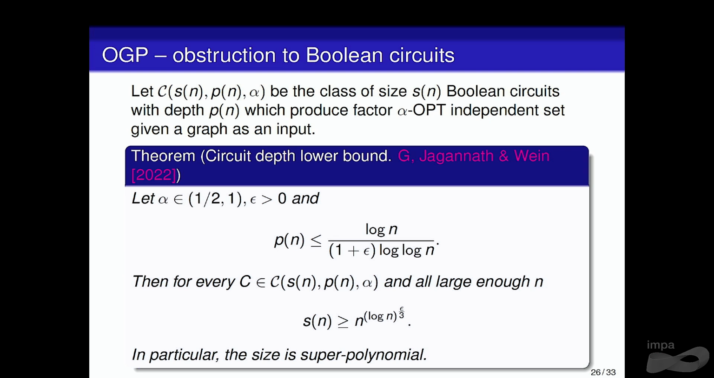Okay, so here's a formal instantiation of what type of lower bounds on circuits we can get with this methodology. It goes as follows. We fix a class of Boolean circuits.